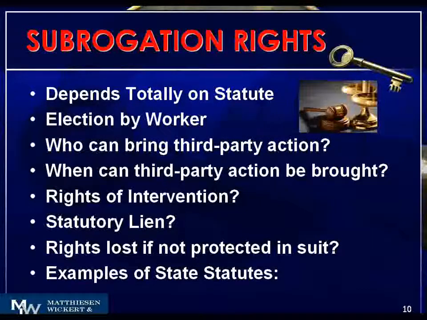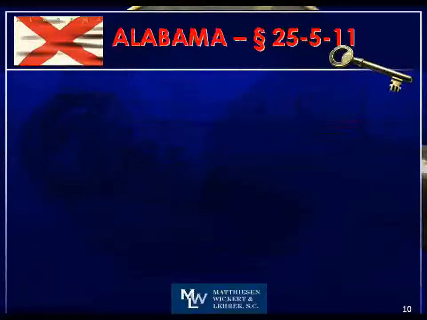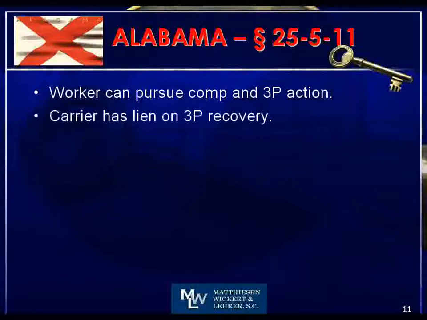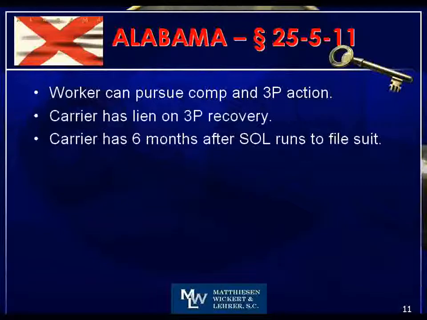Now we're going to look at some examples of state statutes that govern this very first question. Remember the 5 questions? The first one is, what are your subrogation rights? In the state of Alabama, a worker can pursue workers' compensation and a third-party action simultaneously. The carrier has a lien on third-party recovery. But interestingly, the carrier has 6 months after the statute of limitation runs to file suit.